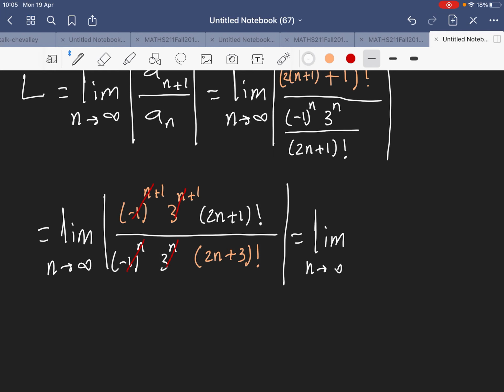Let me just go ahead and write what we will get. I think that's what we will get here, is 3 in the top. Oh, there's also a minus 1, so it's going to be a minus 3 in the top. Nothing will survive from the bottom.